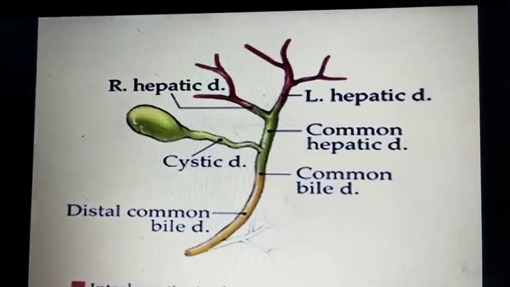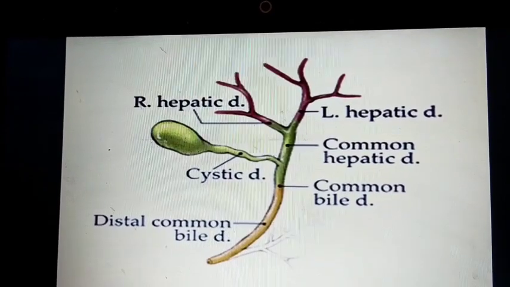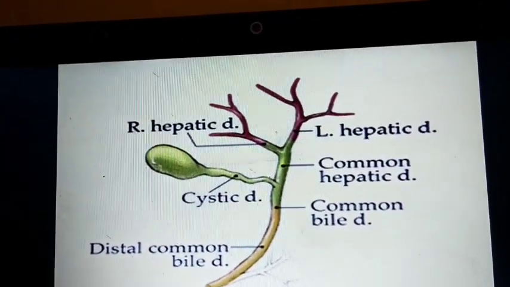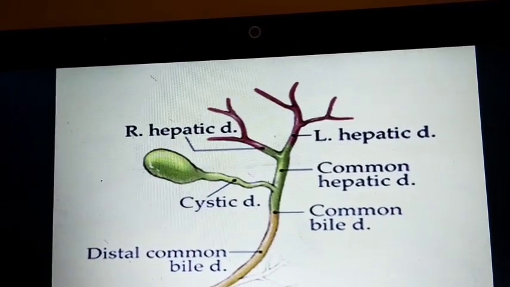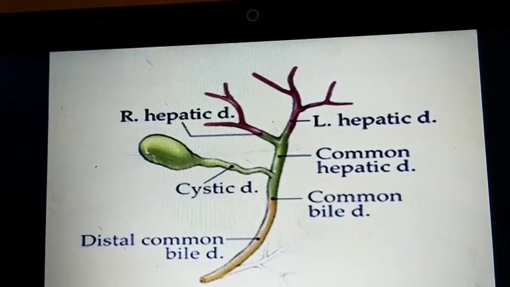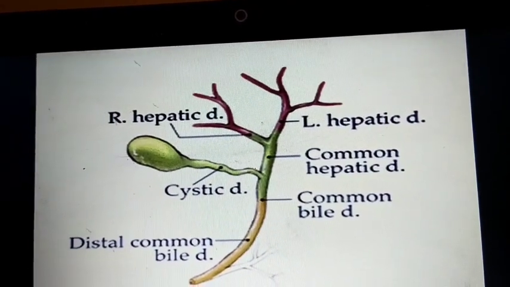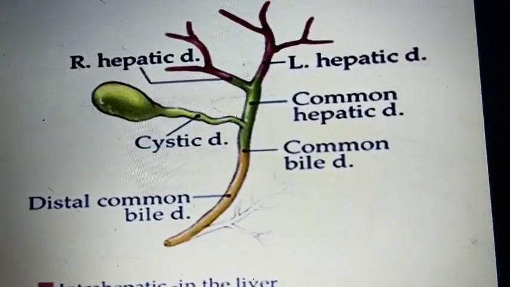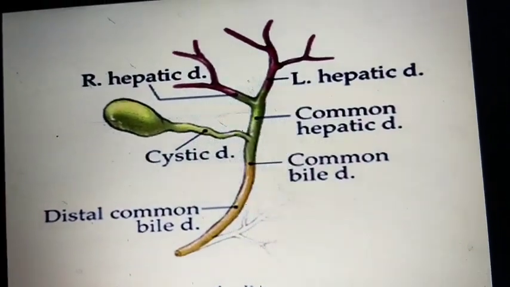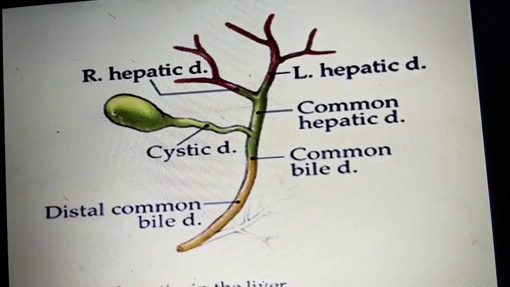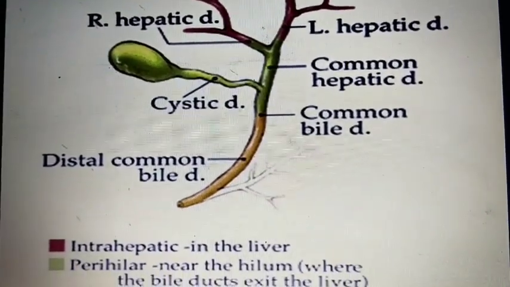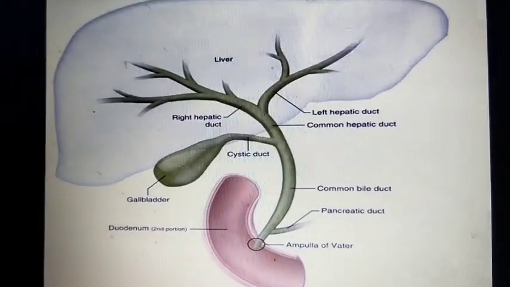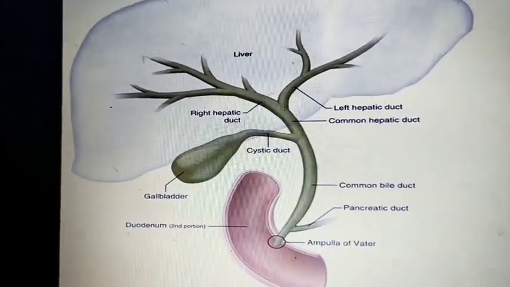Okay, the biliary tree mainly consists of the right and left hepatic ducts and the common hepatic duct. The right and left hepatic ducts join to form the common hepatic duct, and the common hepatic duct receives the cystic duct and gallbladder and forms the common bile duct, and the common bile duct joins with the pancreatic duct to form the hepatopancreatic ampulla. Okay, the ampulla of Vater, and opens into the second part of the duodenum. This is like this.